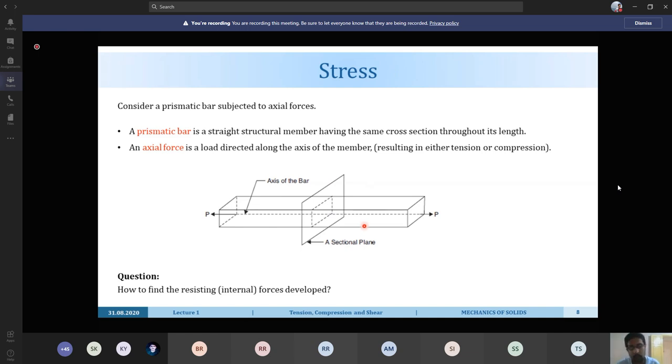Like if you are taking any point along the axis, and you are assuming that the axial force is acting on that bar. Axial load is nothing but a load directed along the axis of the member, which results in either tension or compression. We assume that this axial force acts along the centroid of the cross section. Suppose this is the cross section here, then the centroid is the center point, and we are assuming that these axial forces pass through the centroid of the cross section. That's one assumption we are making here. So how to find the resisting force developed here?